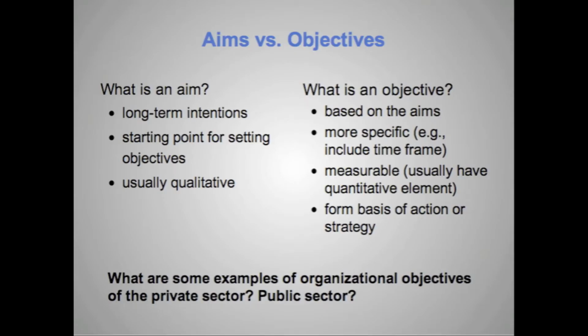What is an aim? An aim is a long-term intention, a starting point for setting objectives, and it is usually qualitative. For example, private sector businesses aim to make a profit to survive. They are usually owned by private individuals or small groups. On the other hand, public sector organizations are not always aiming to make a profit. They make most of their money from funds attained through taxes.